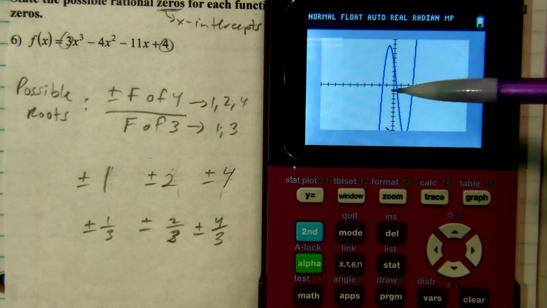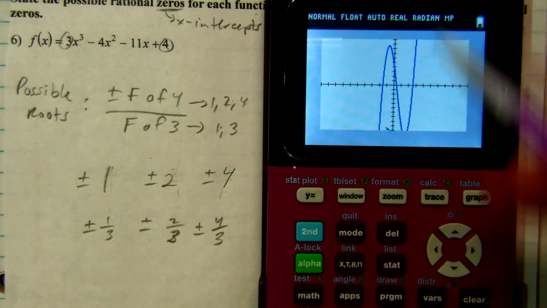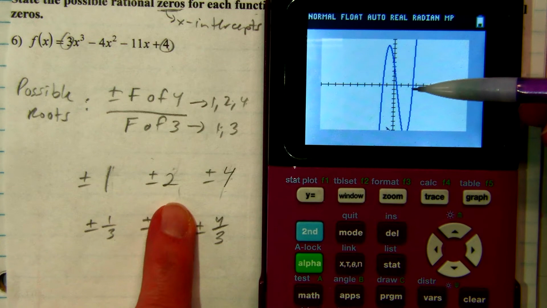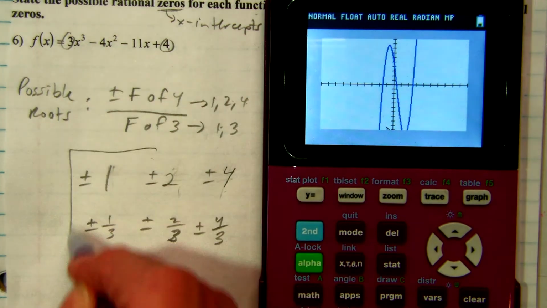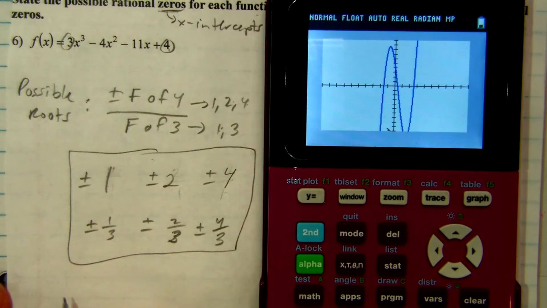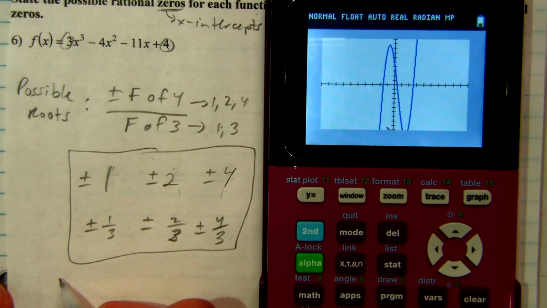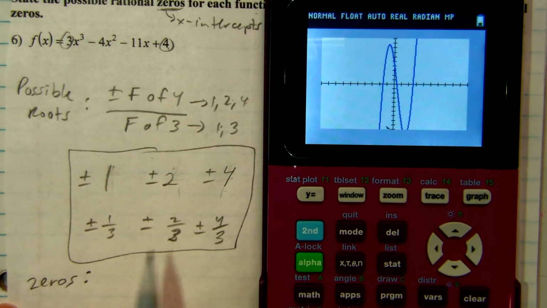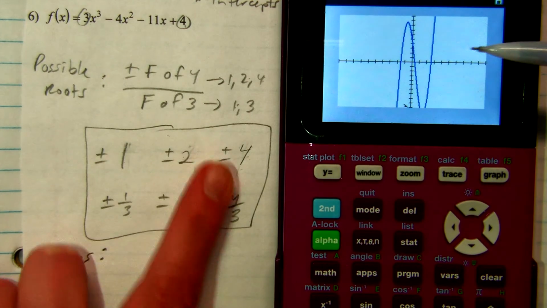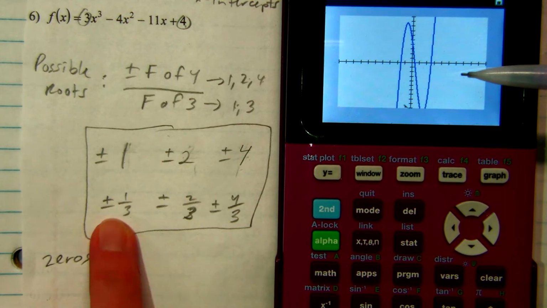It's not hitting on grid lines, which means 1 and 2 and 4 are not going to be it. So these were my possible roots. But if I'm doing the actual zeros down here, I'm not going to consider 1, 2, or 4, or -1, or -2, or -4. These are what I'm looking at.